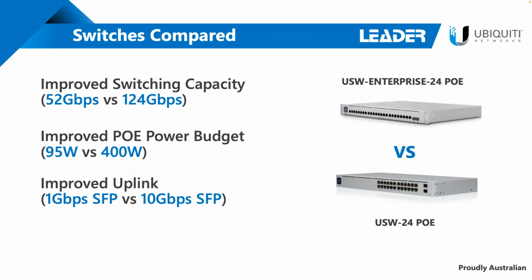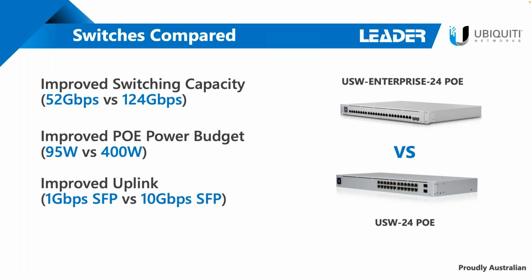And then taking it up to the 24 port switches. The USW24 is an extremely popular switch. We sell lots of them. Why would we go for the enterprise variant instead? Again, the PoE budget is a massive improvement, and we'll actually talk about the PoE budget quickly.